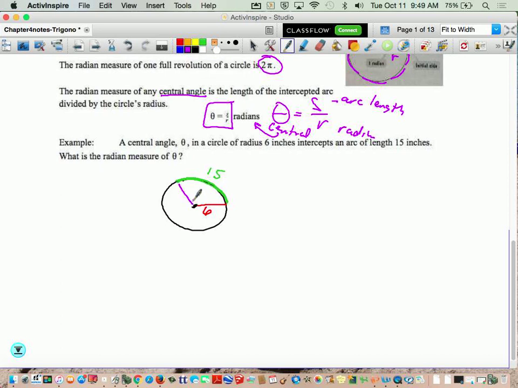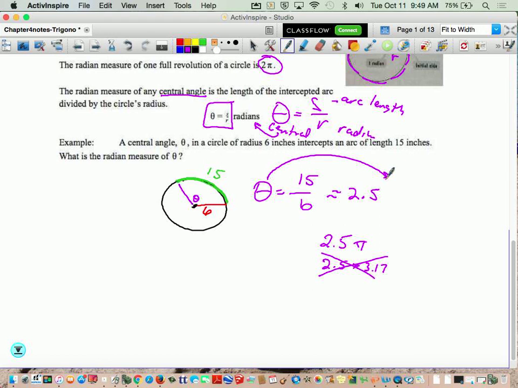And then what's happening is we're creating an angle, this central angle, and they're asking us for that angle. So then we can just do theta is the intercepted arc, 15 divided by 6, and if you simplify it, that'd be about 2.5. A lot of kids want to put pi on there, so they write pi, and then it's wrong because 2.5 pi is like 2.5 times 3.17. Well, that's not the number we have. So always remember that theta is already in radians.